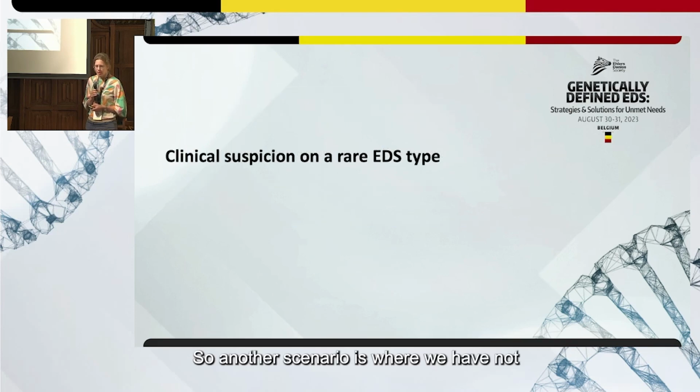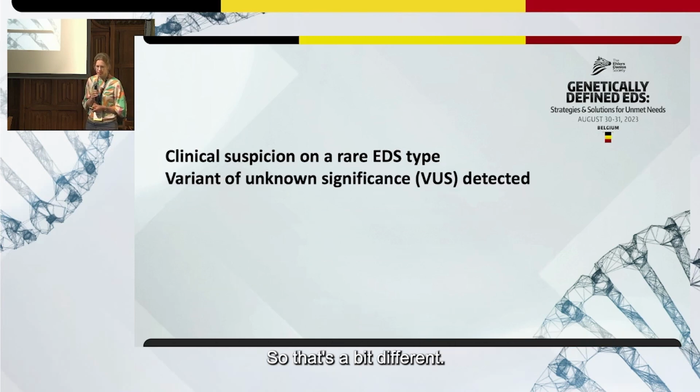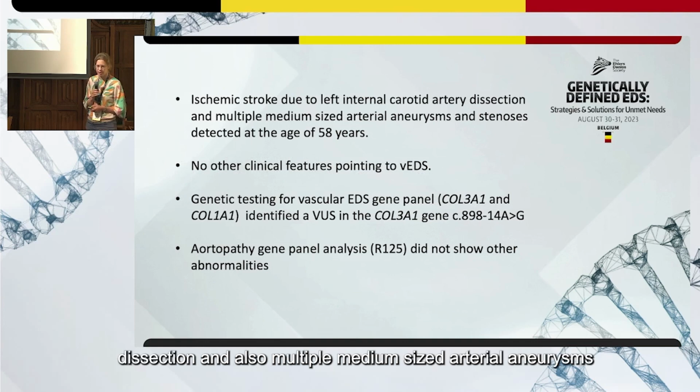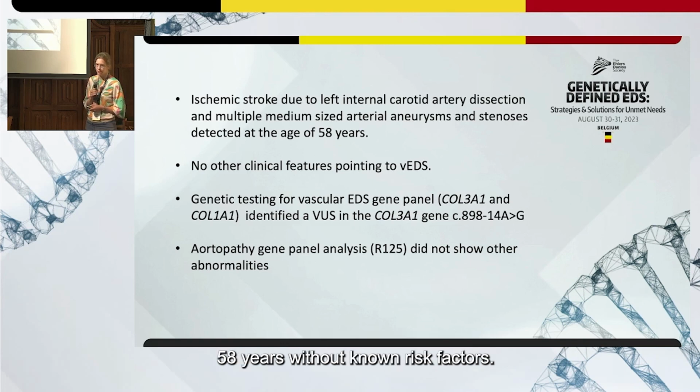So another scenario is where we have not a clinical diagnosis, but we have a clinical suspicion of a rare EDS type. So that's a bit different. And in this case, there was a variant of unknown significance detected. It concerned an individual with an ischemic stroke, and he had a left internal carotid artery dissection, and also multiple medium-sized arterial aneurysms and stenosis were detected at the age of 58 years without known risk factors.